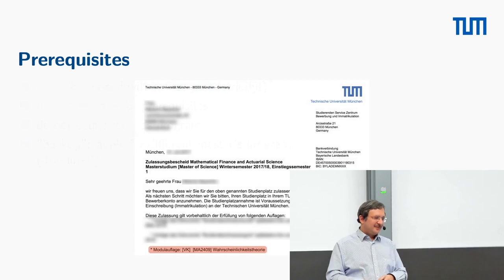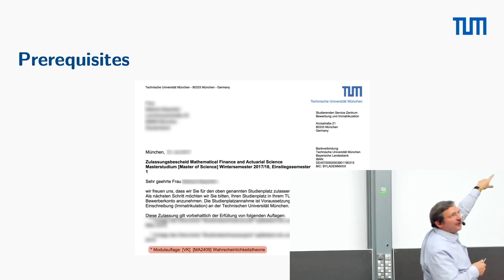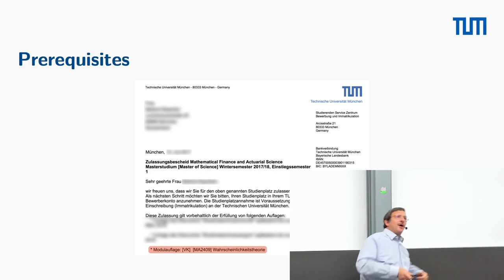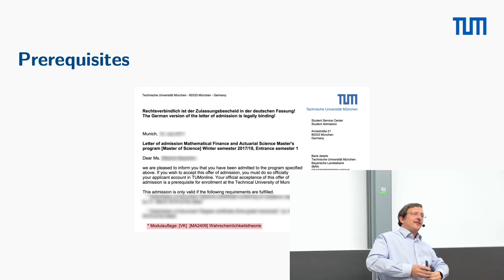All right, how to find out if you have prerequisites? Your application letter should look something like what you see here. That's a German version here. In case you have prerequisites, it will contain a sentence like, the last one here, "diese Zulassung gilt vorbehaltlich der Erfüllung von folgenden Auflagen." And then there would be a list of prerequisites. In this case, it's MA2409, probability theory, meaning you have to pass that module in the first year. For the English version, it reads like this. The admission is only valid if the following requirements are fulfilled, and then again, a list of prerequisites. Okay, so if you're not sure, check that admission letter. And if you're unsure what it says, don't hesitate to ask us.